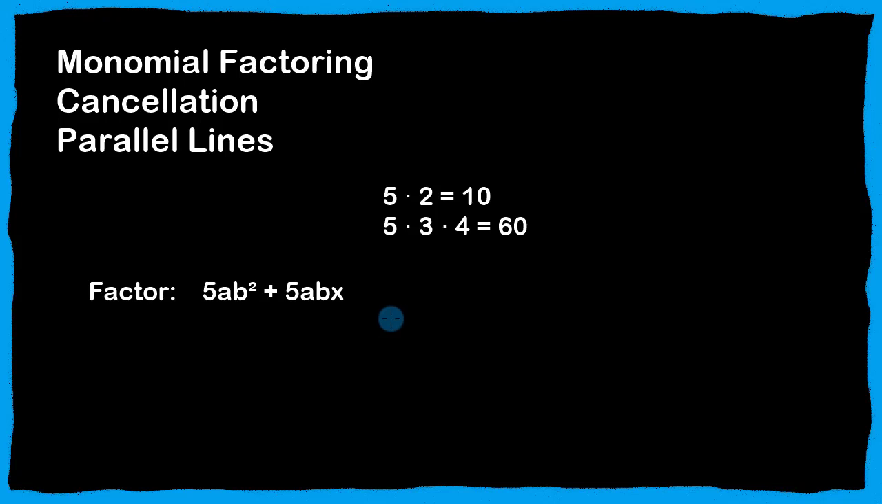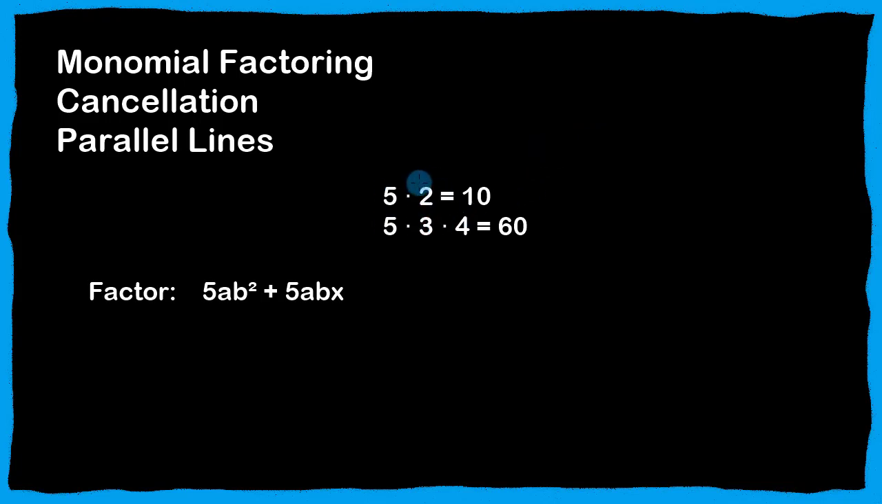Okay, today we're going to be talking about monomial factoring, cancellation, and then parallel lines. So if you recall, a factor is one of the numbers or expressions in a multiplication equation that we're multiplying together to get our final product. We've also looked at the distributive property. So here are some examples of factors.